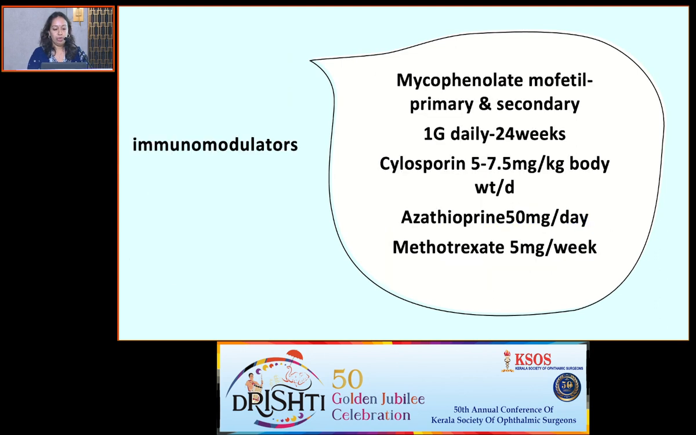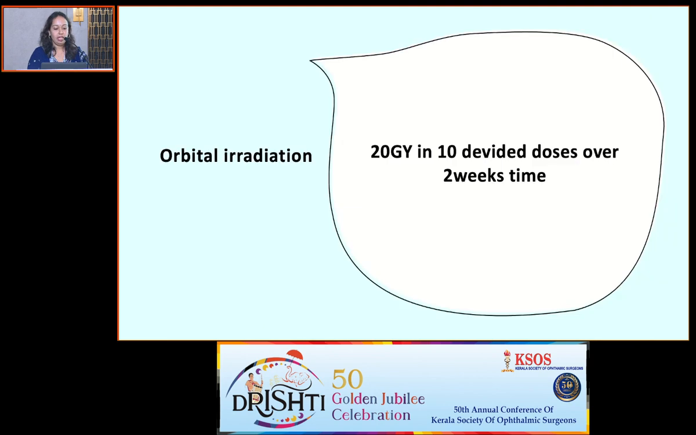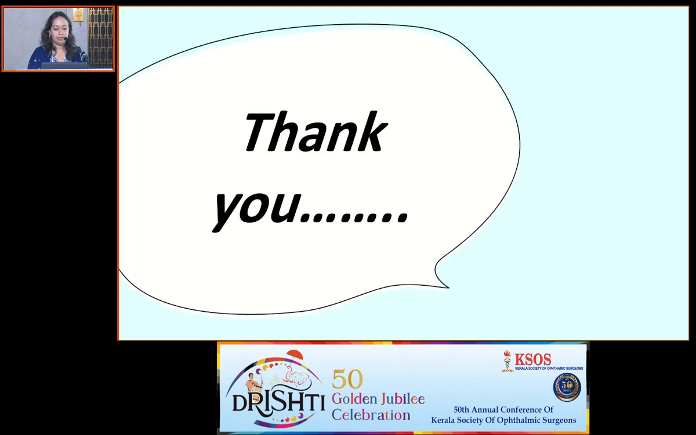So we can also give immunomodulators like mycophenolate mofetil, cyclosporin, azathioprine and methotrexate. And there are targeted therapies evolving, and orbital radiation like 20 Gy in 10 divided doses over 2 weeks of time can be given. And this is the surgical management, it's a rehabilitative management for the inactive cases. First we have to do orbital decompression, then wait for it to settle and if needed do extraocular muscle surgeries, and wait and then do the lid correction surgeries.